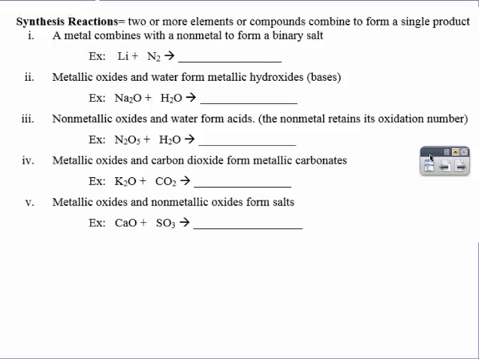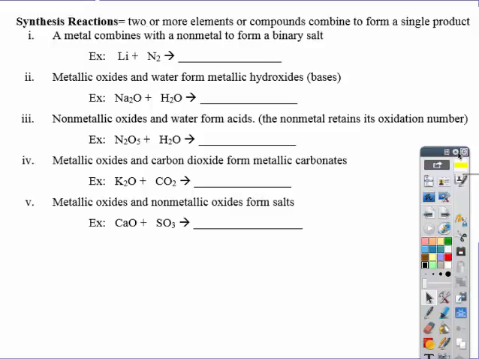A synthesis reaction is when two or more elements or compounds combine to form a single product. So in synthesis, you'll always have just one product. The 5 rules that you need to know backwards and forwards are the following. When a metal combines with a nonmetal, it's going to make a binary salt. In other words, they're going to go together based on their charges.